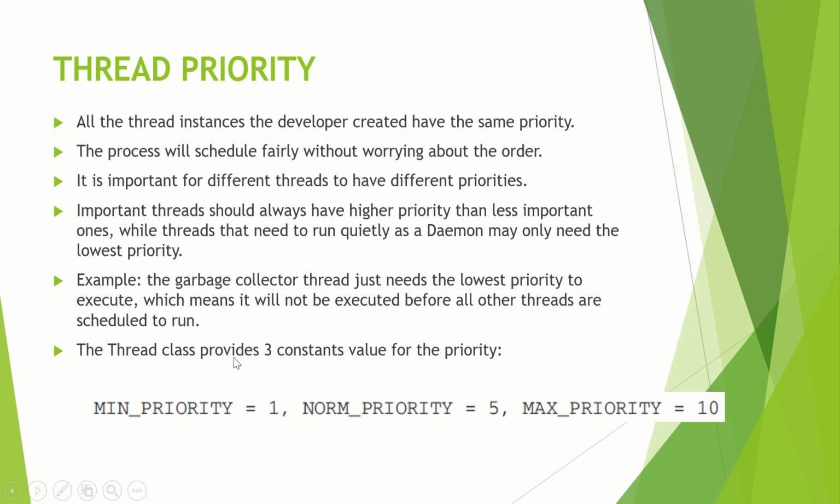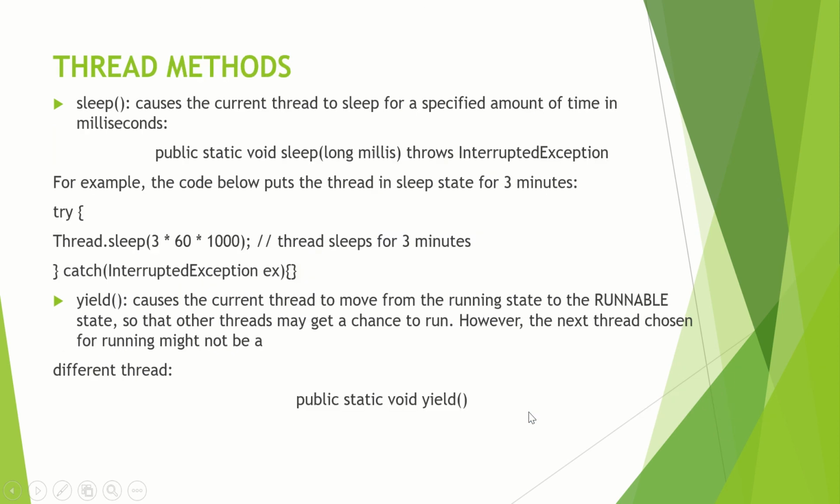The Thread class in Java provides three constant values for priority. Minimum priority is 1, normal priority is 5, and maximum priority is 10. So the maximum priority will be given preference first.